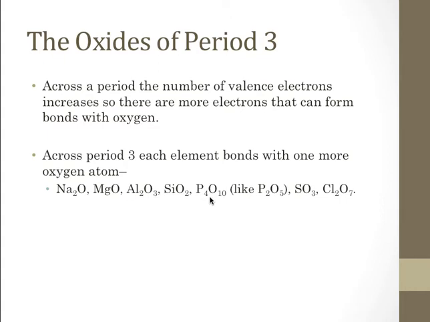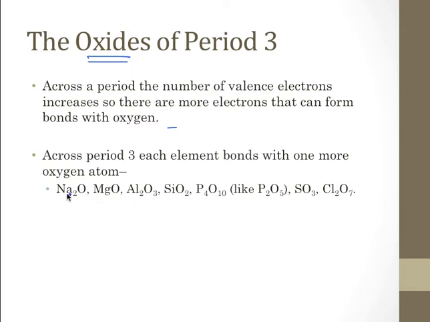So looking at just the bonding of the oxides, so these are the oxygens being bonded to these elements in period 3. If we look at the number of valence electrons, that increases going left to right, so there are more electrons that can form bonds with oxygen. And if we look at the oxygen, each element, we get like one more oxygen atom kind of bonded with it. I guess it's one way to look at it.